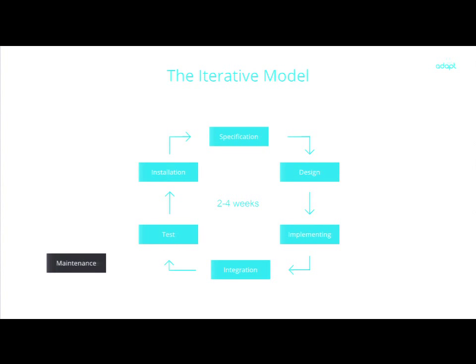So instead of doing these steps in maybe 3 to 6 months, we need to do it in like 2 to 4 weeks instead. Because then we get the specification, the design, implementing, integration, test, installation. And then we can actually produce and deliver some software that is working. And then we could do this all over again. And then we can put the software into market.